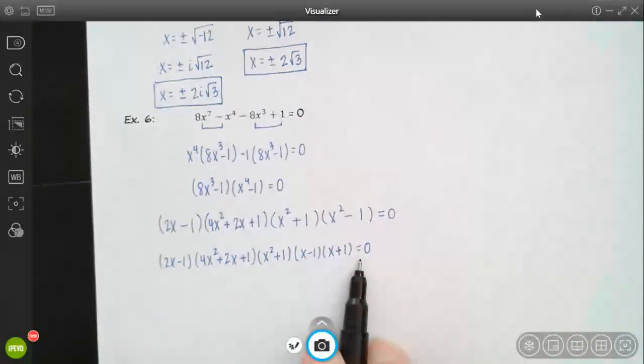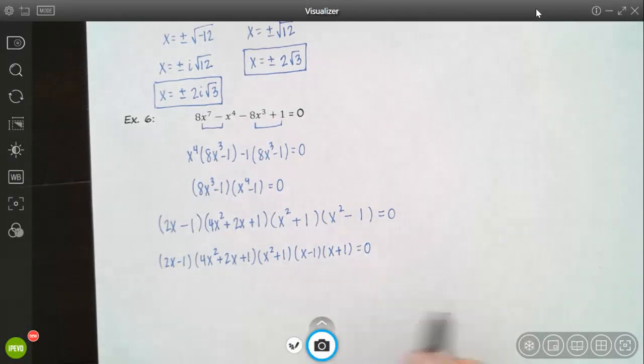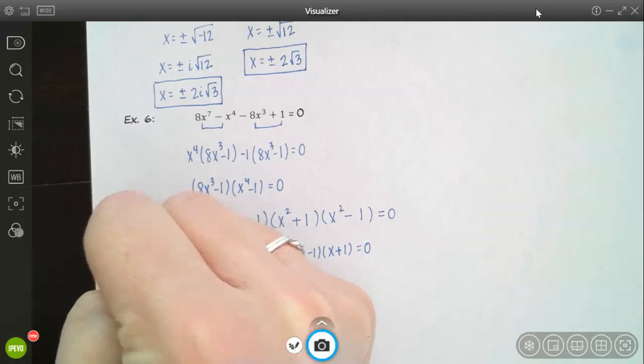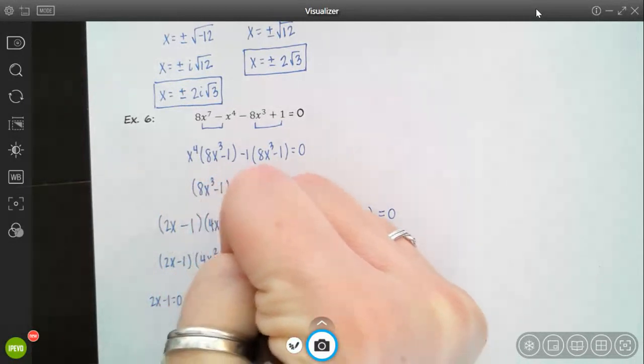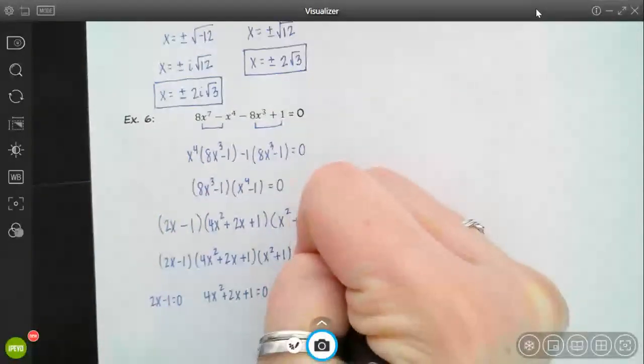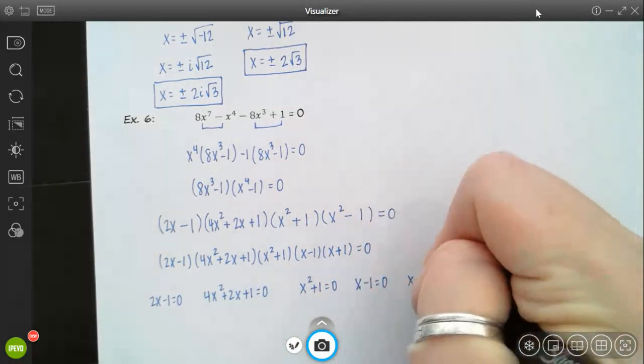So 2x minus 1 is equal to 0. 4x squared plus 2x plus 1 is equal to 0. X squared plus 1 is equal to 0. X minus 1 is equal to 0. And x plus 1 is equal to 0. And here we know that we should have 7 zeros altogether. So at the end, we should have 7 zeros or 7 solutions.